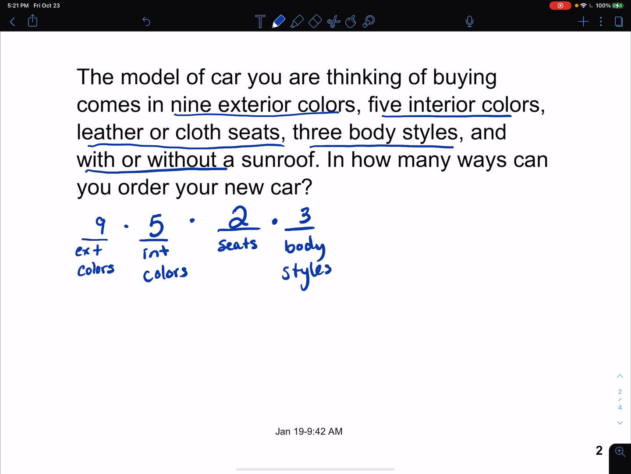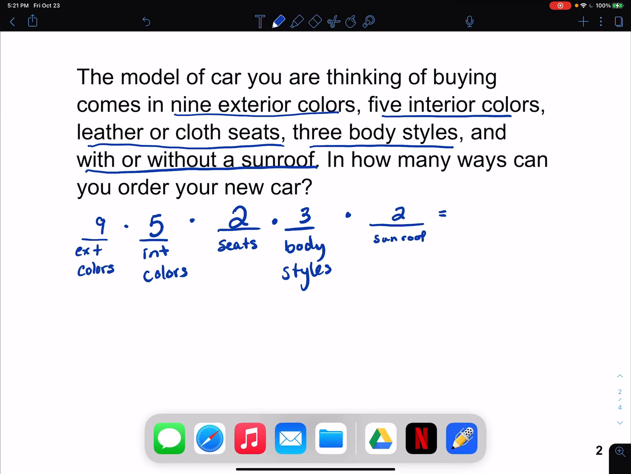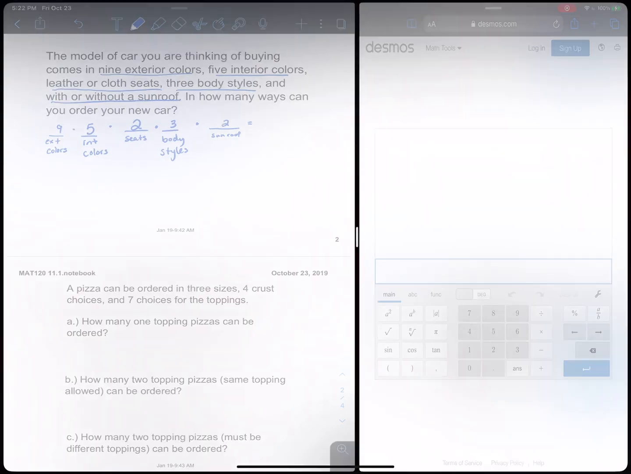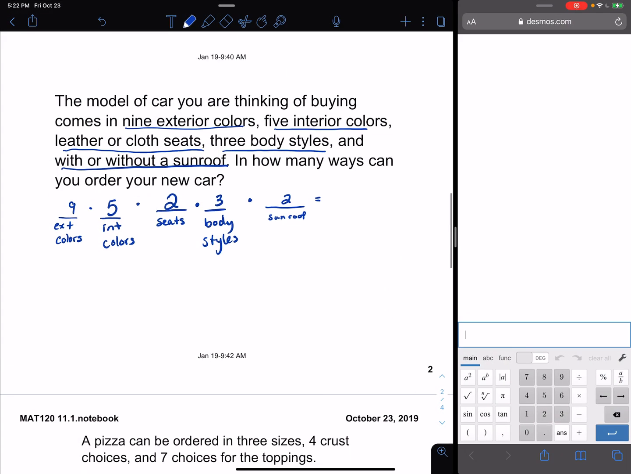And then they tell me with or without a sunroof. So the last decision I have to make is, do I want a sunroof? Right, so with or without is those 2 options. Then what I'm going to do is pull up my calculator and multiply. So I have 9 times 5 times 2 times 3 times 2. That tells me that there's 540 different ways to order this car.